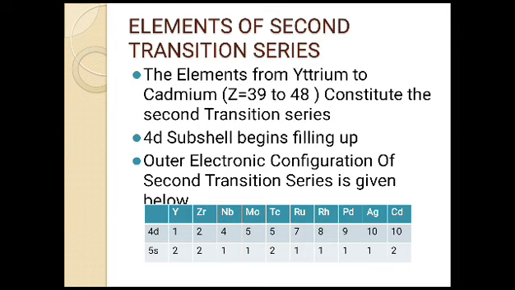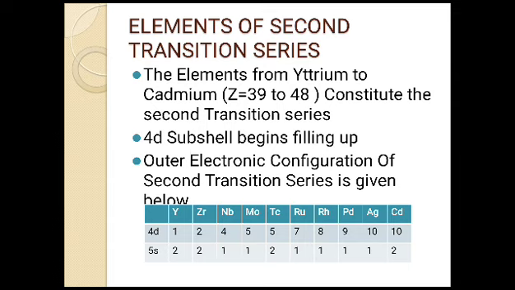Elements of the second transition series. The elements from yttrium to cadmium constitute the second transition series. The 4d subshell begins filling up. The outermost electronic configuration of the second transition series is given below.